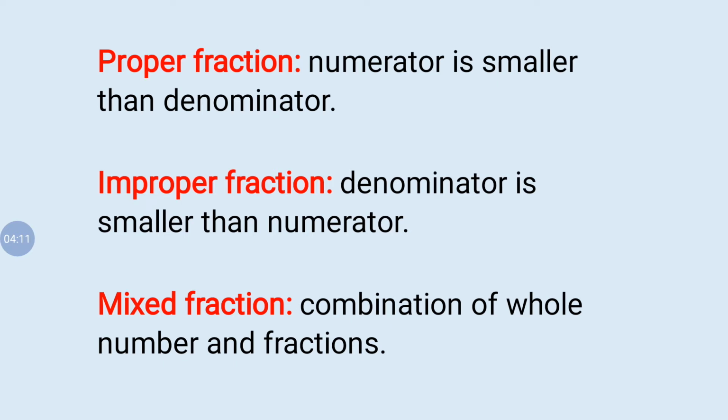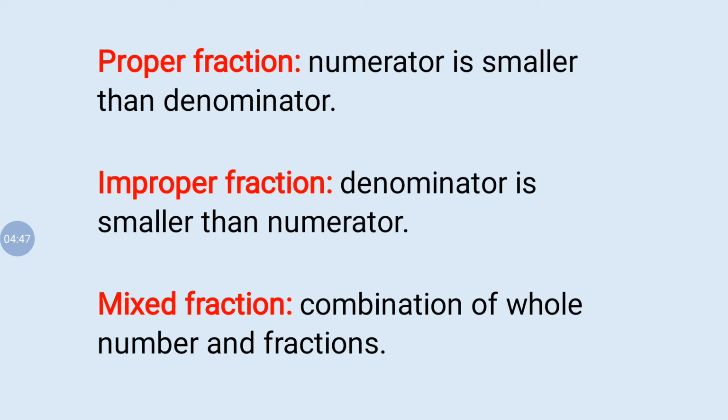Proper fraction: numerator is smaller than the denominator. That is called the proper fraction. A fraction a by b is called a proper fraction when a is greater than 0 and a is less than b. Numerator is less than the denominator is called the proper fraction.